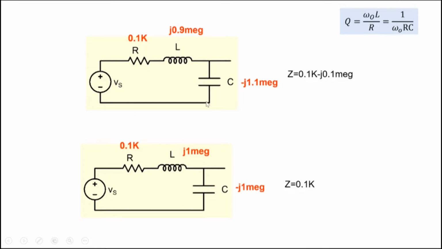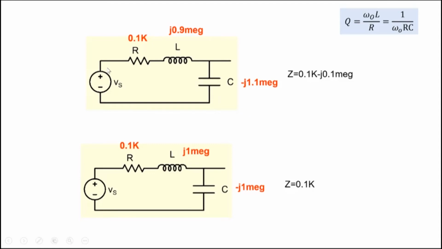So now, as you go from a frequency a little bit below the resonant frequency to the resonant frequency, the change in impedance that you get is from 0.1 meg, which is 10 to the power 5, to 0.1 K, which is 10 to the power 2. So you get a huge change in impedance.